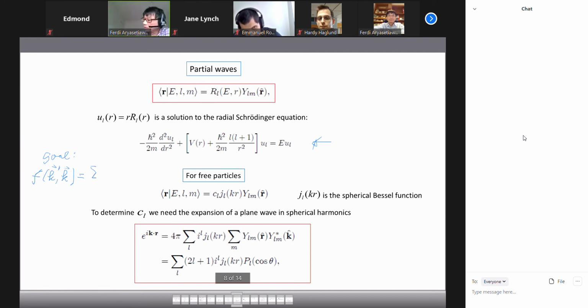We will show that this can be written in this way. I'm just writing down the final expression, to give you some idea of where we are heading. It's a sum over L of the scattering amplitude for each L channel times the Legendre polynomial. So that's the Legendre polynomial.